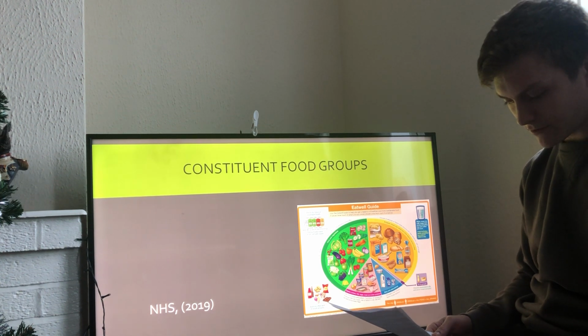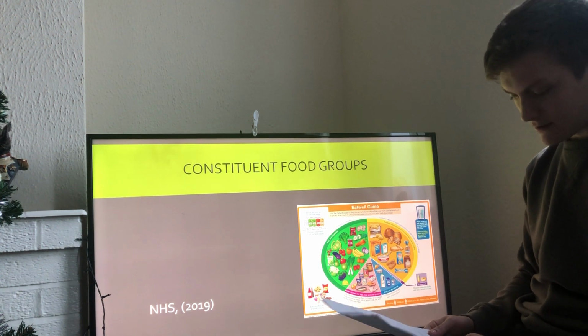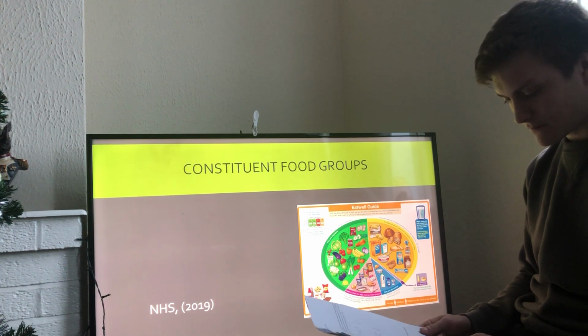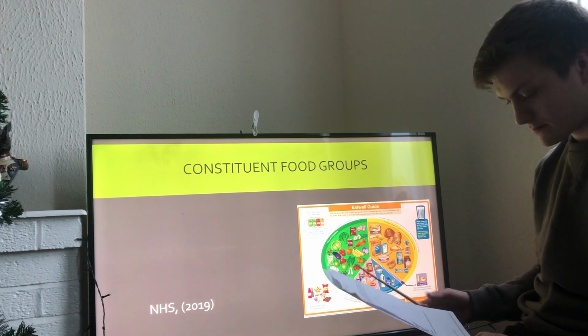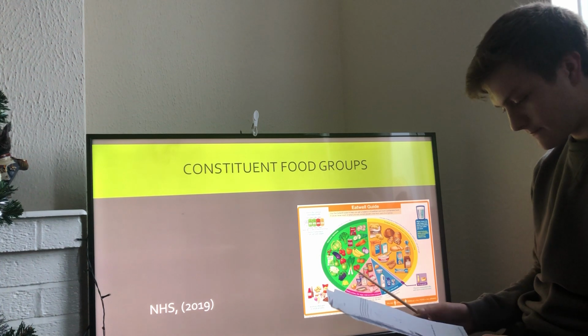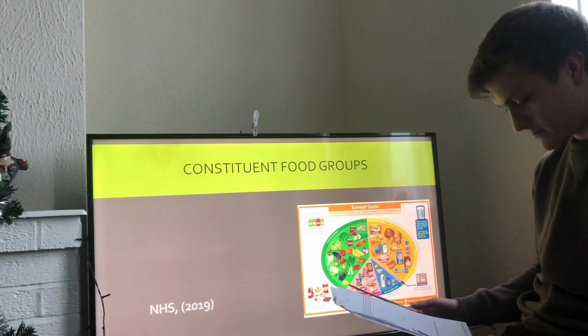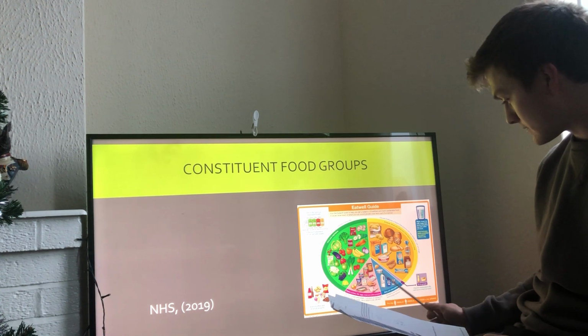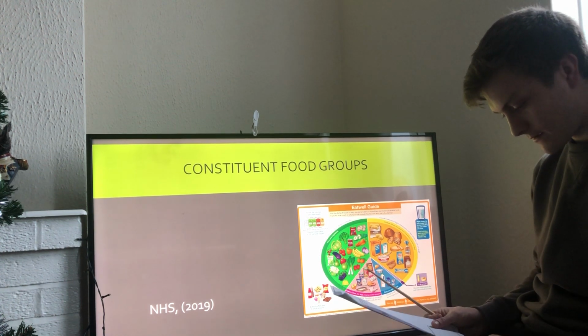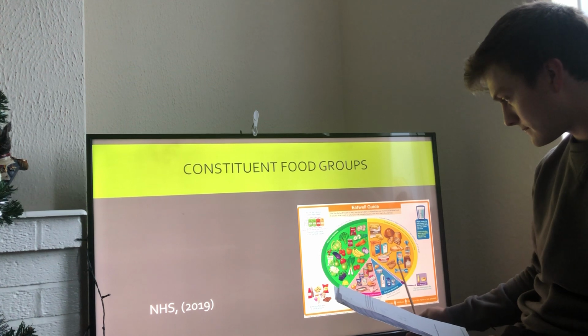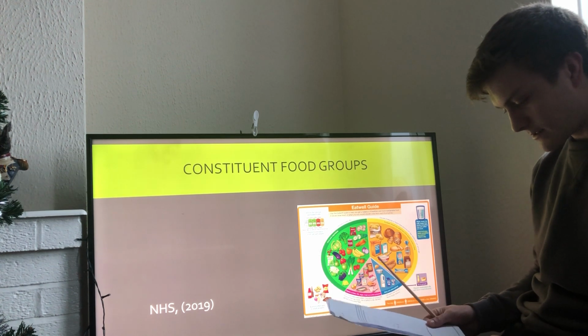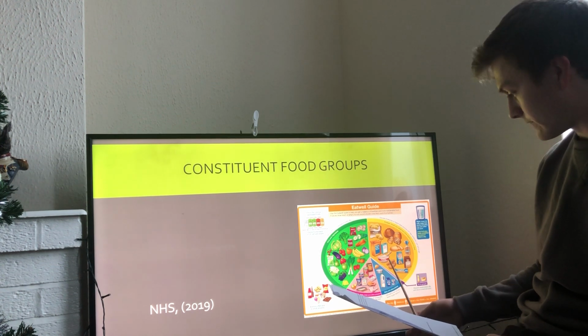The constituent food groups of a balanced diet are carbohydrates, 55%, fruit and veg, bean pulses and protein, fats and oils, and saturated fat. Dairy and alternative products are included in the fats totals.